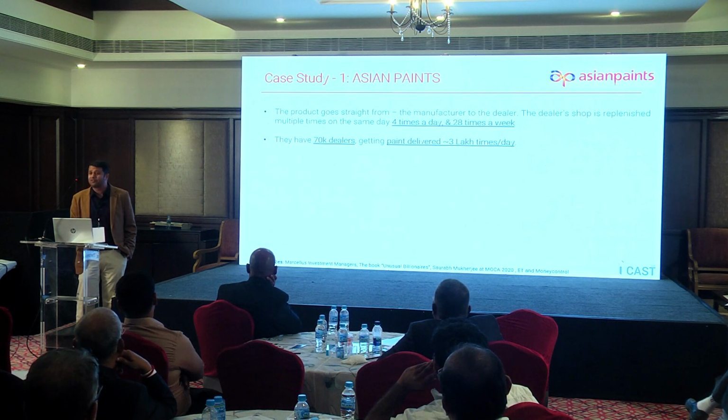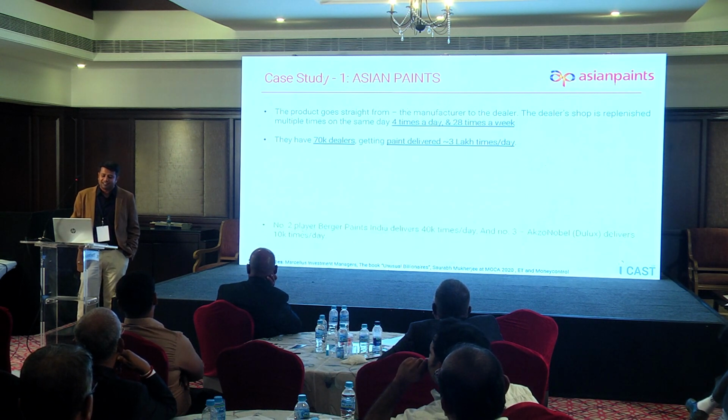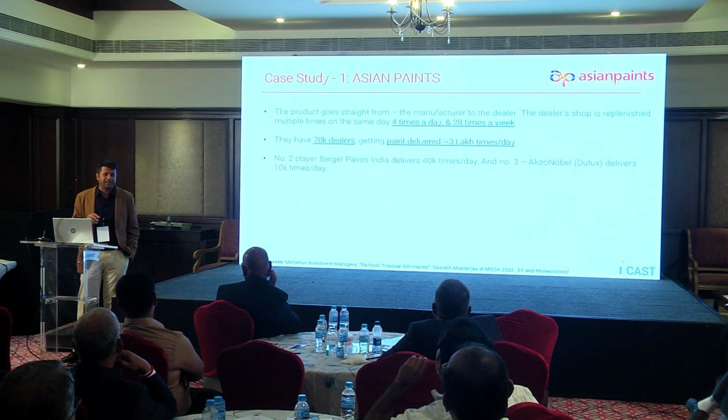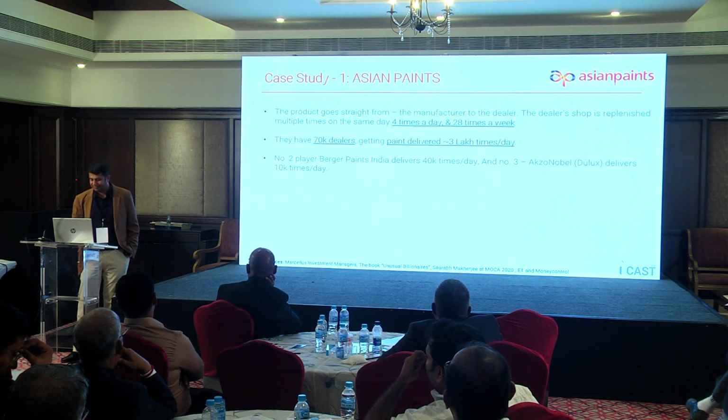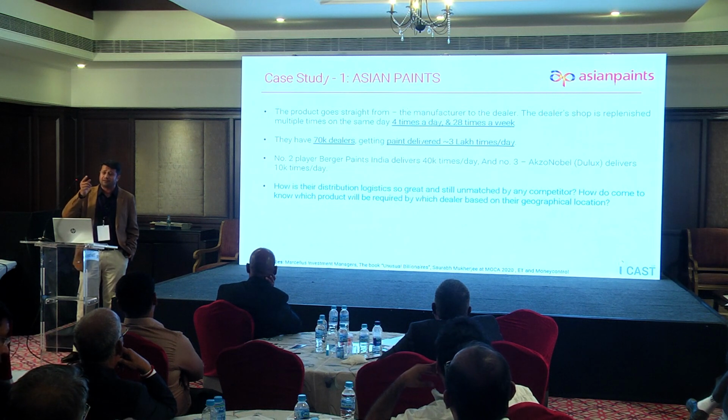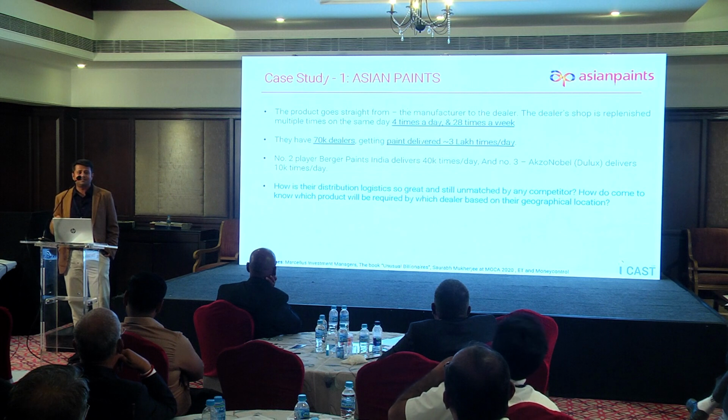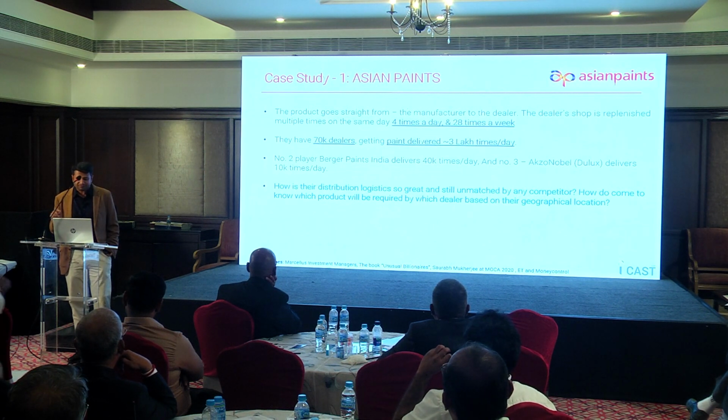Now, what is the statistic for the competition? The number 2 player, Berger Paints, is doing only 40,000 deliveries. 3 lakh versus 40,000. See the comparison, right? There is no match. The third number, ExxonMobil, who spend the most on R&D, has 10,000 deliveries.